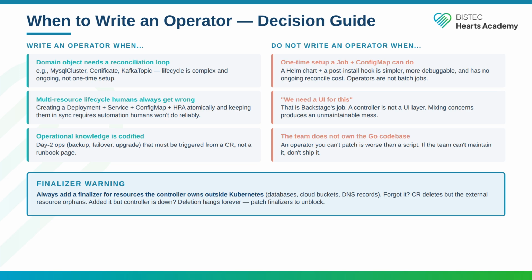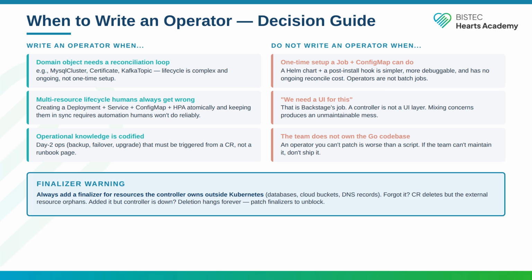Write an operator when multiple resources must be atomically created and kept in sync in a way that humans reliably get wrong. Creating a deployment plus a service plus a config map plus a horizontal pod autoscaler that all depend on each other, and keeping them in sync when any one is accidentally modified, is exactly the kind of ongoing coordination an operator handles well.